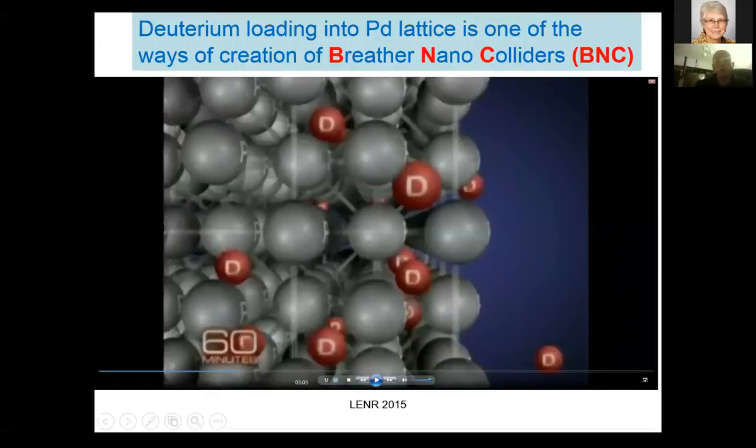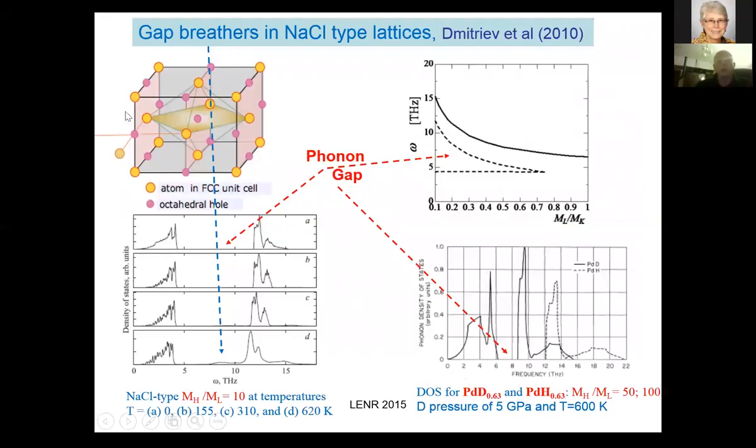So when we come, for instance, to deuterated palladium, the structure of it is the same as rock salt, with heavy and light atoms interchanging. And due to the difference of masses, there is a gap in the phonon spectrum. And in this gap, you can excite the LAV.